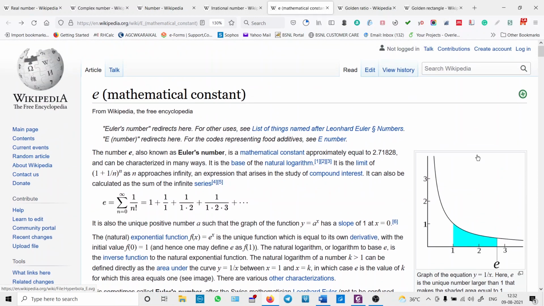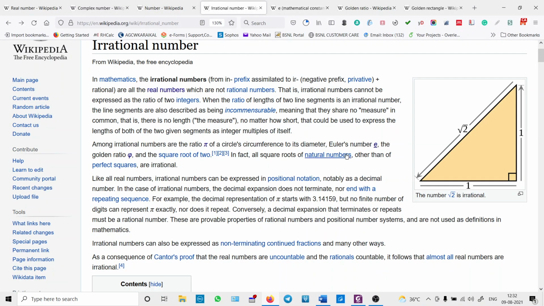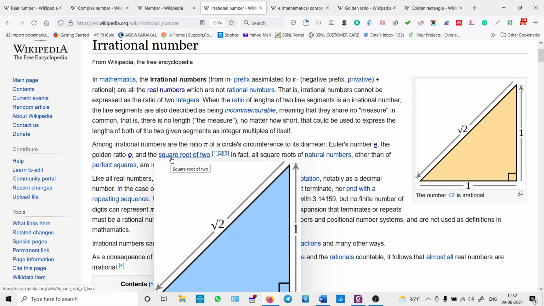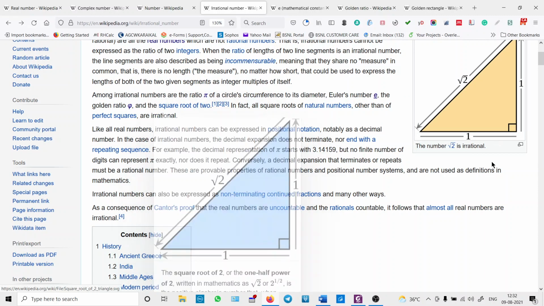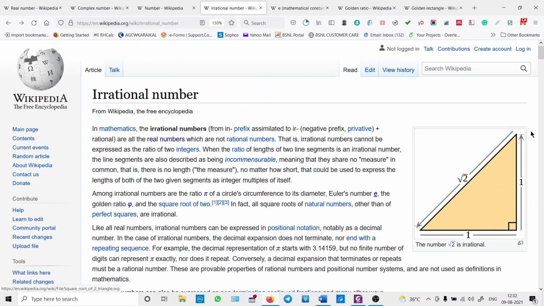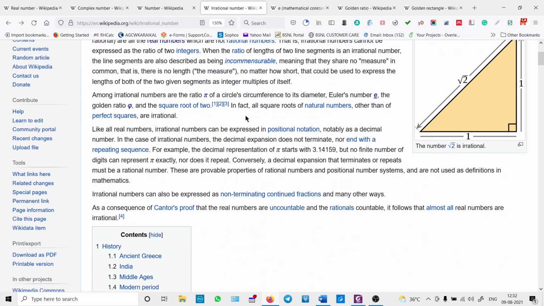Okay, so this is another irrational number. Then square root of 2. See this diagram, square root of 2. You know this is a right angle triangle. The sides are of length 1 and 1. This hypotenuse, you know how we got it? Pythagoras theorem. So this value is root 2. That is also an irrational number.